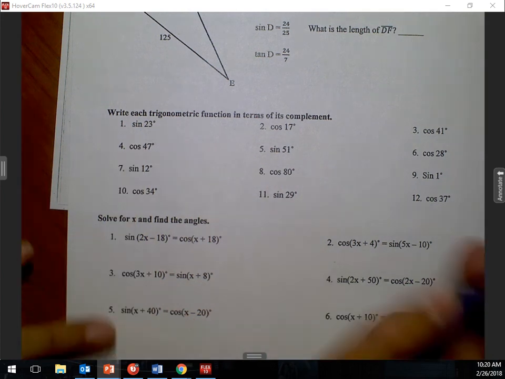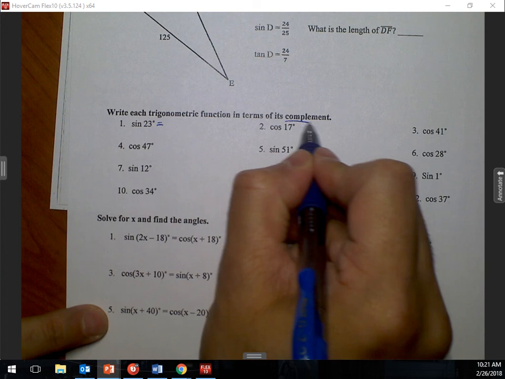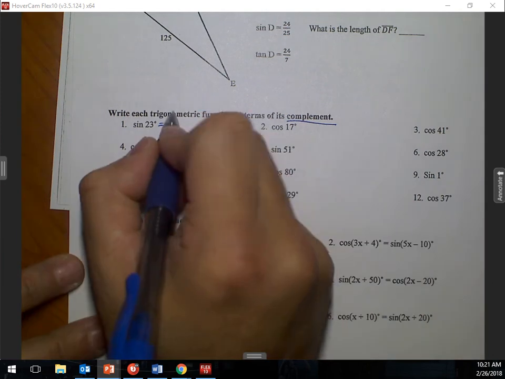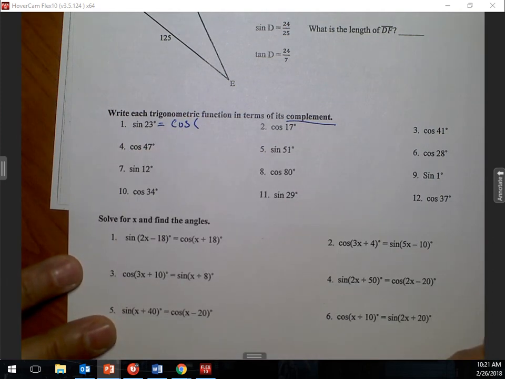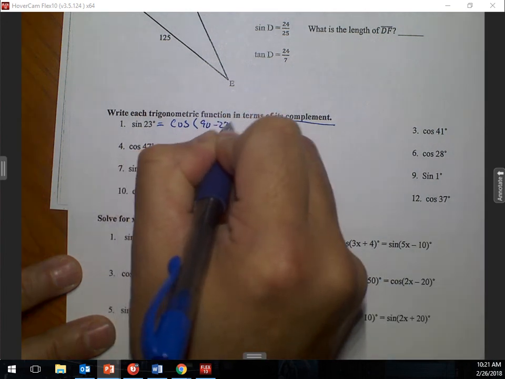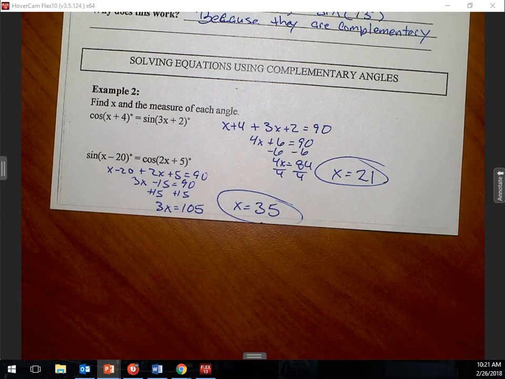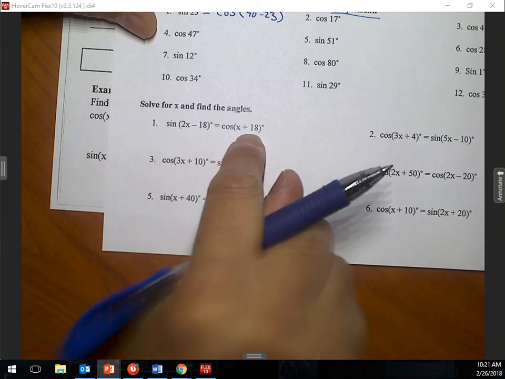So, how would I do this one? Is equal, nope. You're writing it as its complement. What's the complement of sine? Cosine, so it's going to be the cosine of, come on, it's on your notes. 90 minus 23. It's right there in your notes. Okay, same thing in terms of the other one, of its complement. That's what it's asking for. And then you still have to finish that one. Okay, and these ones right here, you're going to solve for x.